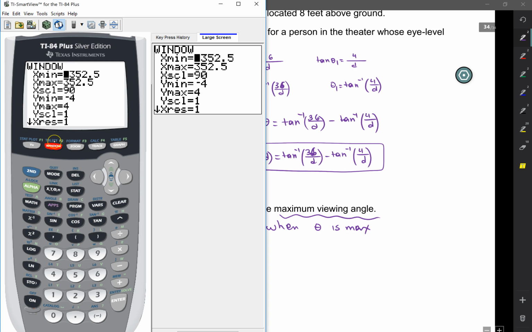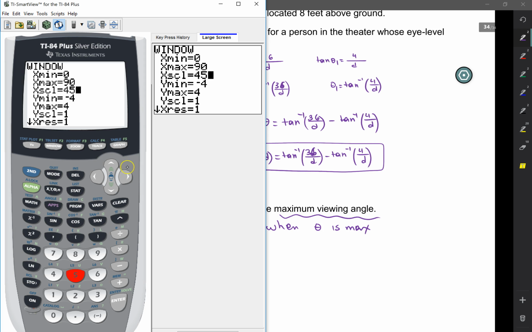So window. 0 to 90. Okay, and why don't we make this 45. That's how many spaces between each one, so each tick mark will be 45.